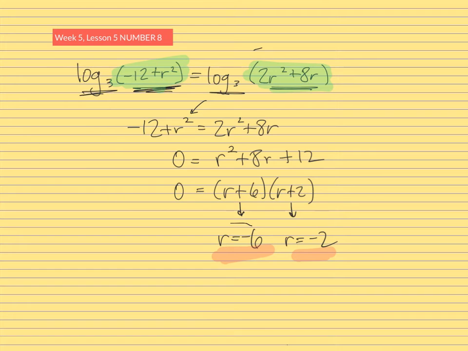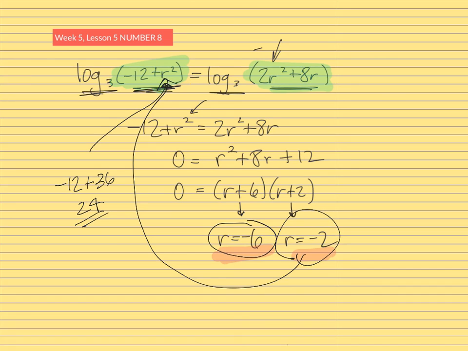If I put -6 here, I get -12 plus, and then when I square that -6, I get 36. So I get 24. That's a positive number. -6 works. And if I plug it in on this side, I get the same thing. But when I plug -2 in here, I get -12 plus 4, which is -8. This one doesn't work. So it's not just that you get r equals a negative, it's what you get when you plug it back in.